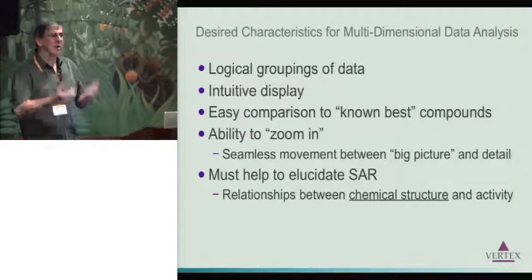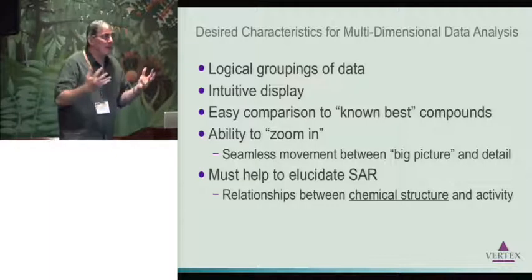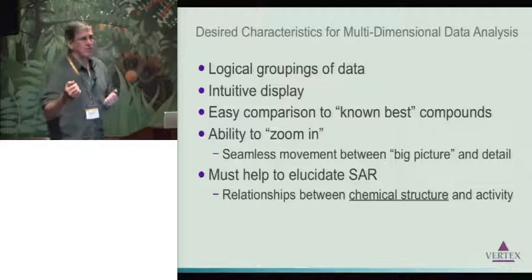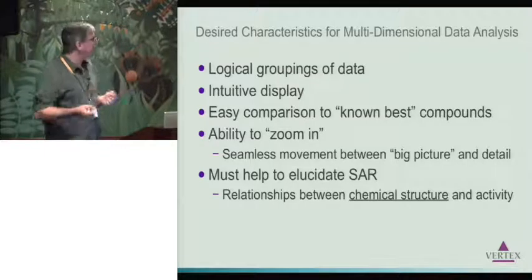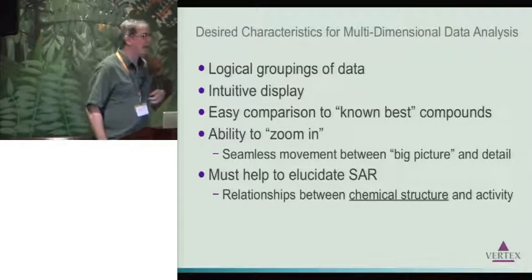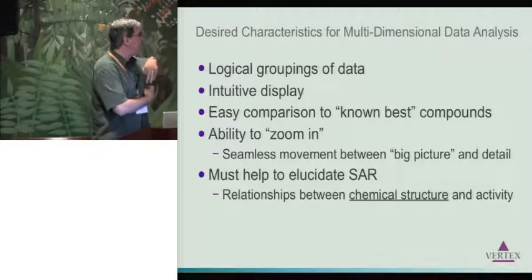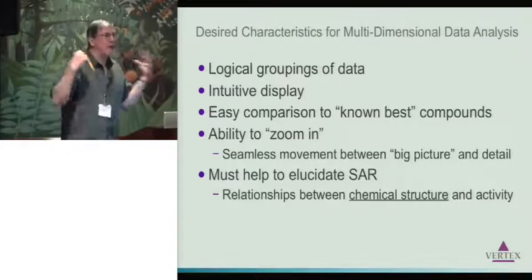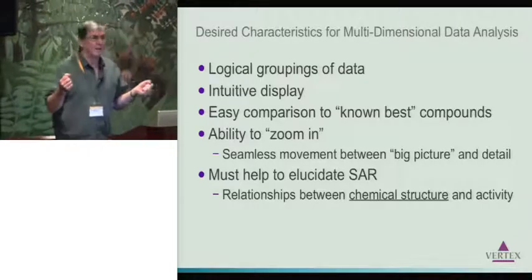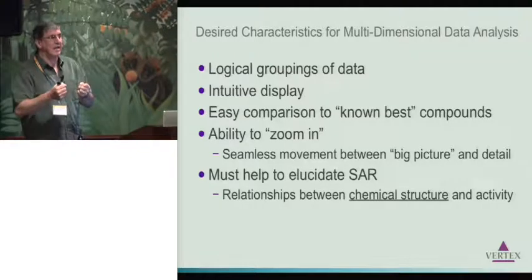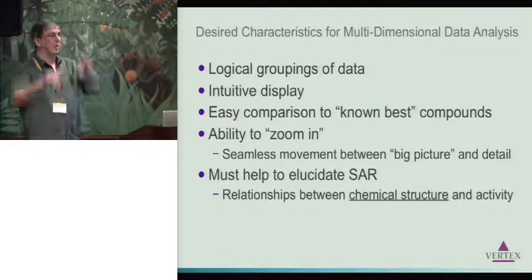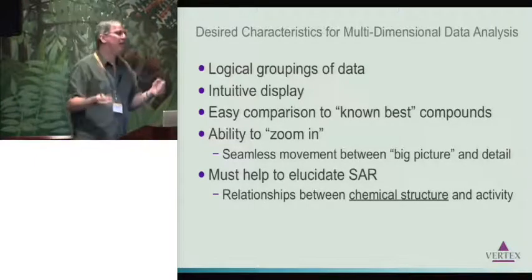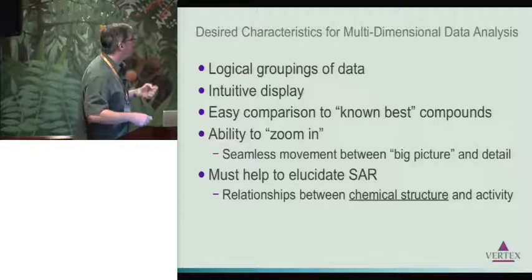And it's there, it works, people like it, it's good, but does it really address the problems that we want to address? So one of the things we wanted to do was look at some of the characteristics that we wanted in a program for looking at multidimensional drug discovery data. So we really wanted to be able to allow people to group the data logically. I mean, when a chemist is looking at the data, he's not thinking about 30 assays. He's thinking, what's the PK profile? What's the selectivity profile? So can we group the data to make it more intuitive?